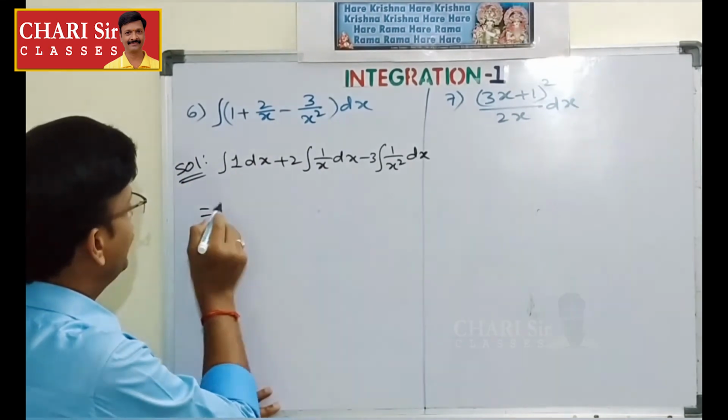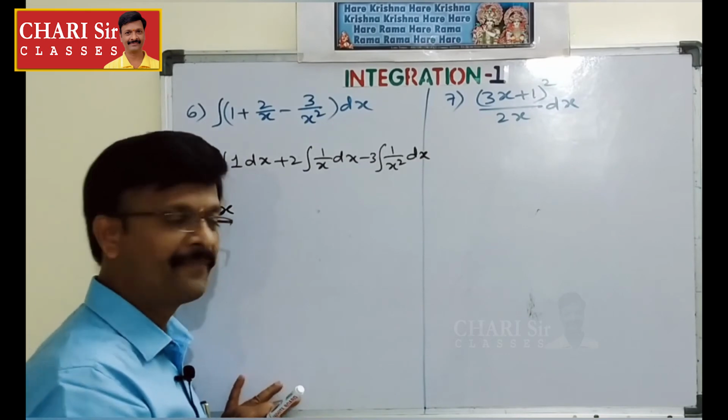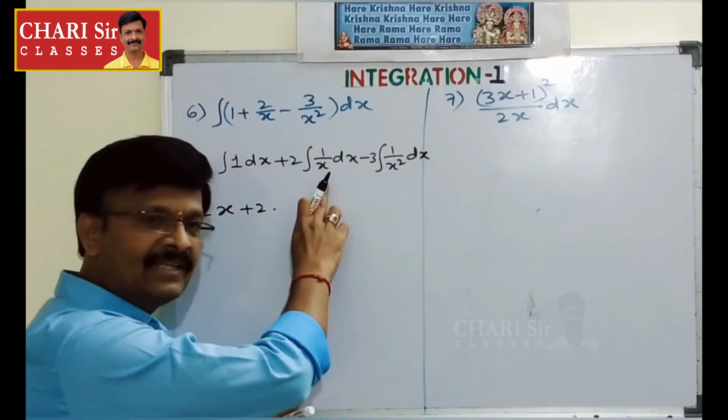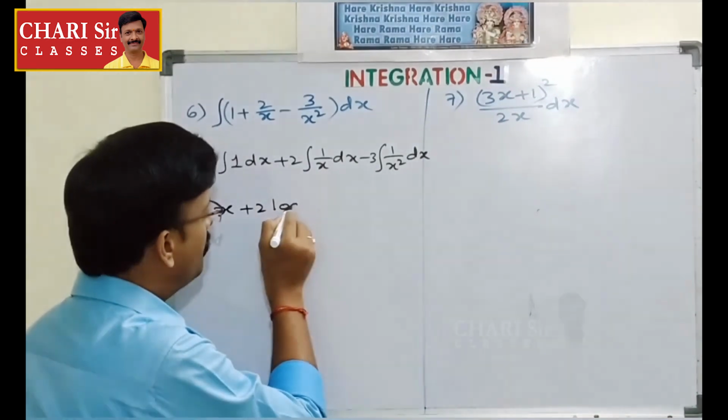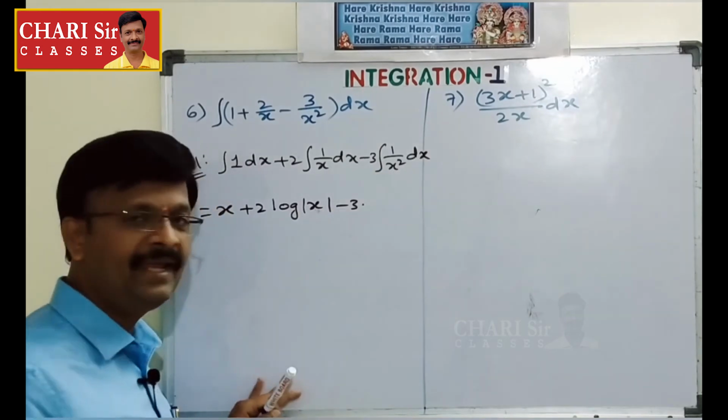Now we apply the integration here. So integration of 1 dx is nothing but x. And plus 2 into integration of 1 by x. Integration of 1 by x is log mod x. Minus 3 into 1 by x square.